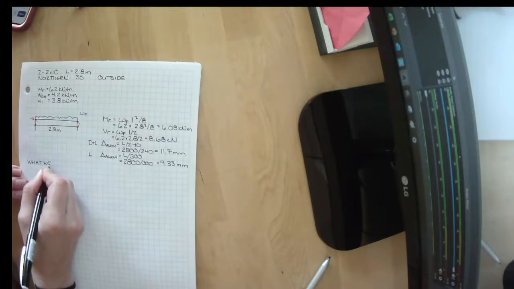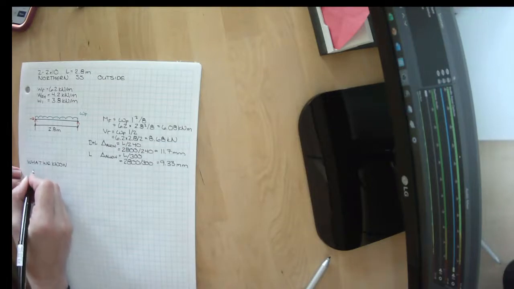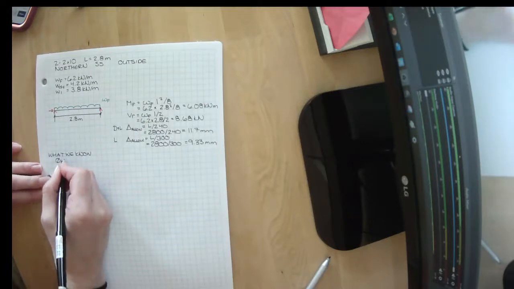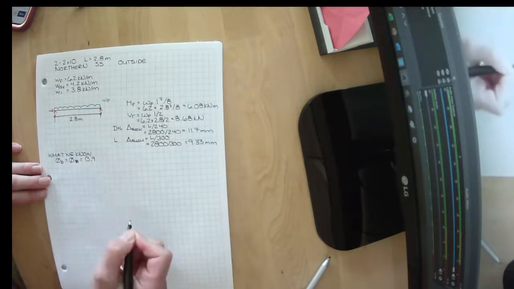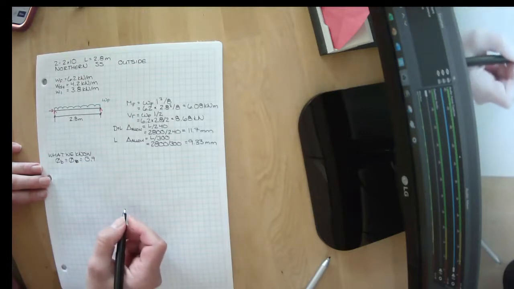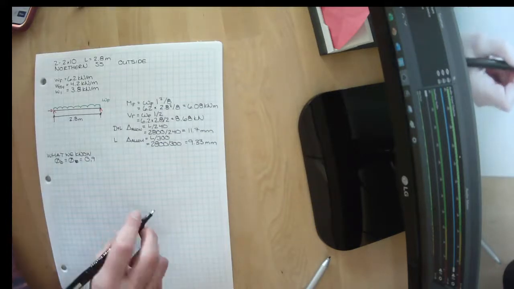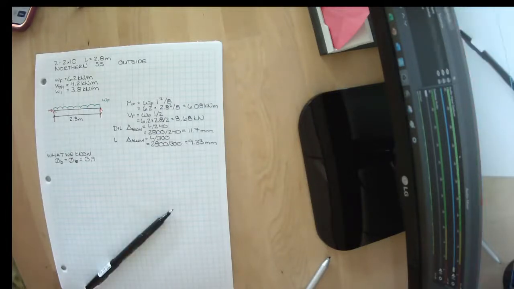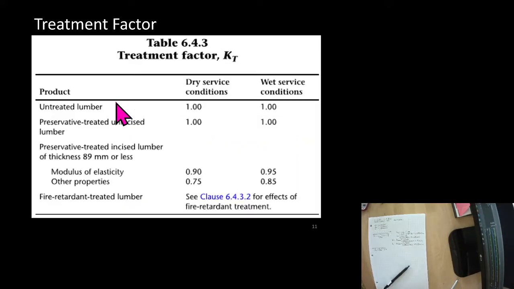What we know. Well, we know that we have a reduction factor for wood in bending equals our reduction factor for wood in shear of 0.9. We don't know what our grading is. We should go back and figure out what some of those things are. So let's take a look here. So let's come back here.